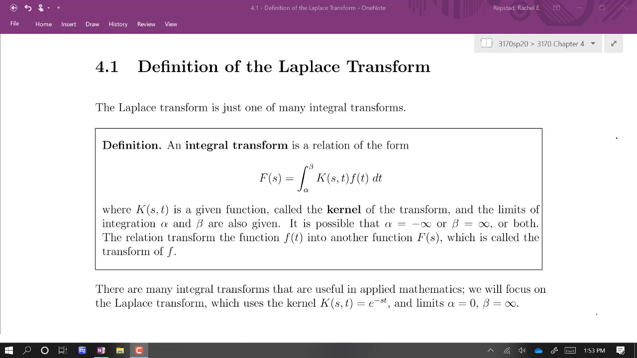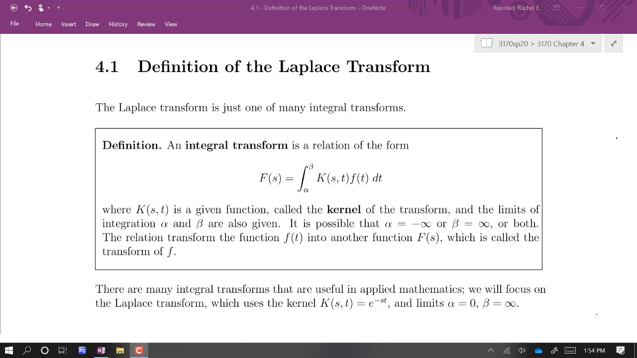Right, in this chapter we're going to learn about the Laplace transform, and really the Laplace transform gives us another way to solve differential equations. What's particularly useful about it is that it turns a problem like a differential equations problem really into an algebra problem. The Laplace transform is one of several integral transforms that exist.